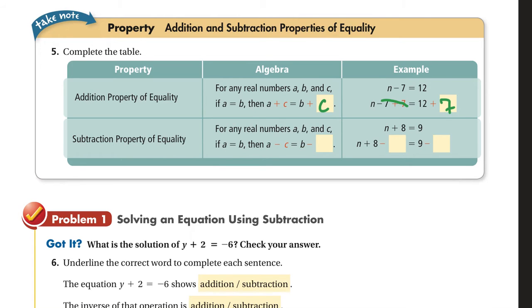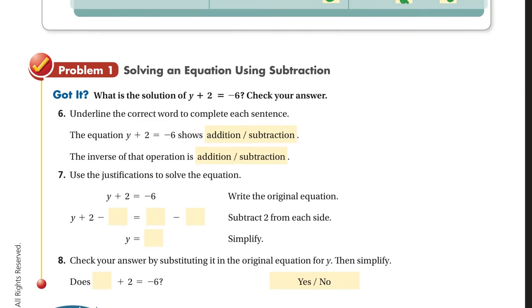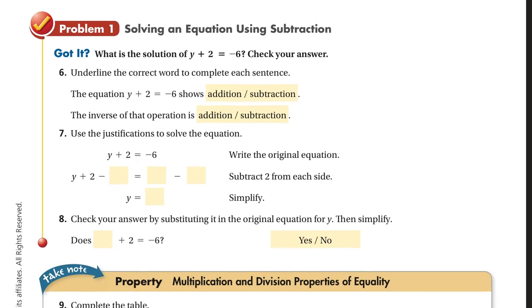Okay. Same happens for subtraction. If I subtract c from both sides of the equation, it doesn't change the truth value of the equation. So in this example, n plus 8 equals 9, I can subtract 8 from both sides to eliminate 8, and that keeps the equation balanced. So we're going to talk through the solutions to some of these equations in a few problems.